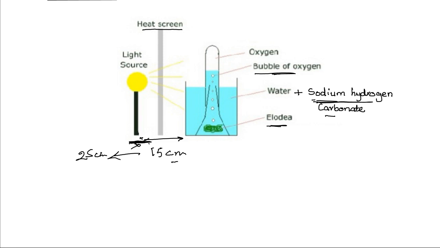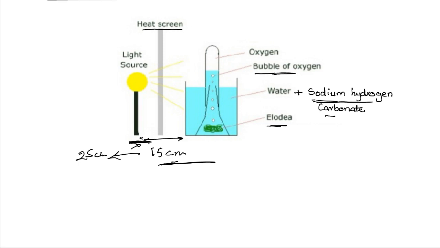bubbles being produced. We can also investigate the effect of temperature by placing this setup in different temperatures and counting the number of oxygen gas bubbles being produced at a given temperature. Then from here we can relate the effect of varying temperature on the rate of photosynthesis, just like we can relate the effect of different concentrations of CO2 on the rate of photosynthesis.